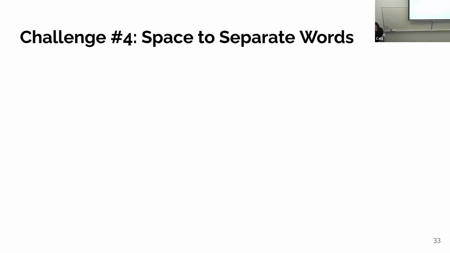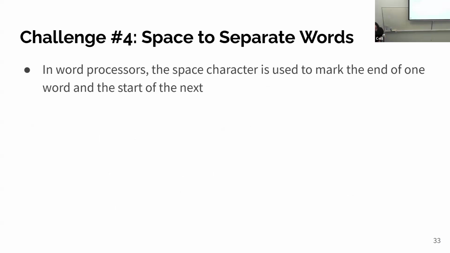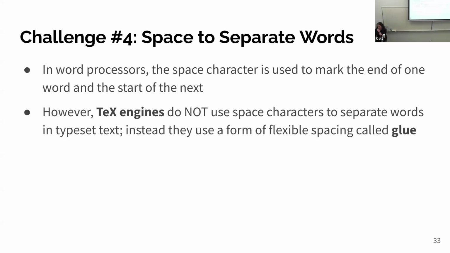Challenge number 4 is space to separate words. I didn't even know this was a thing. But when you're using a word processor like Word, the space character, yes, that huge space bar on your keyboard, is used to mark the end of one word and the start of the next. It's something that you use constantly, you don't even think about it.